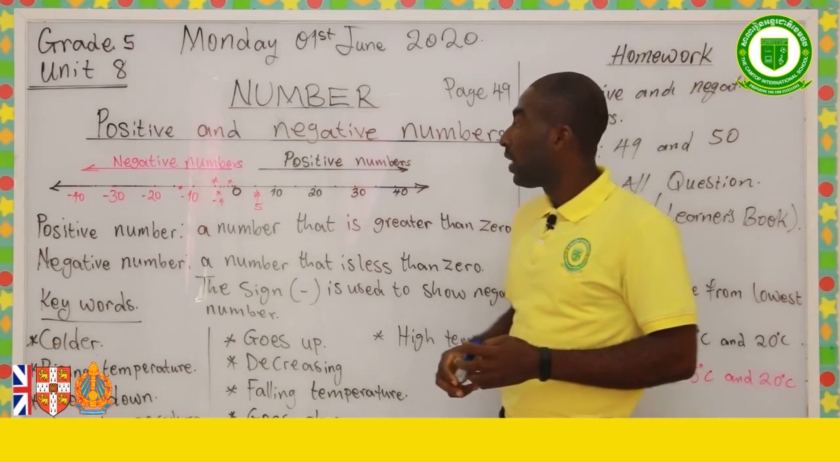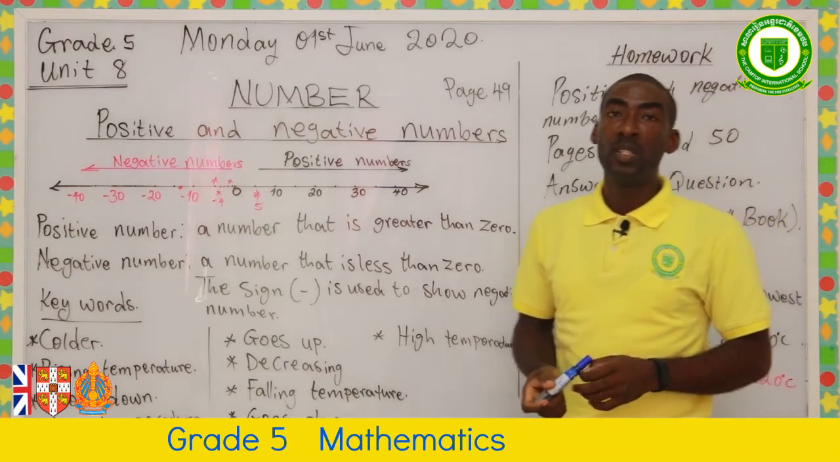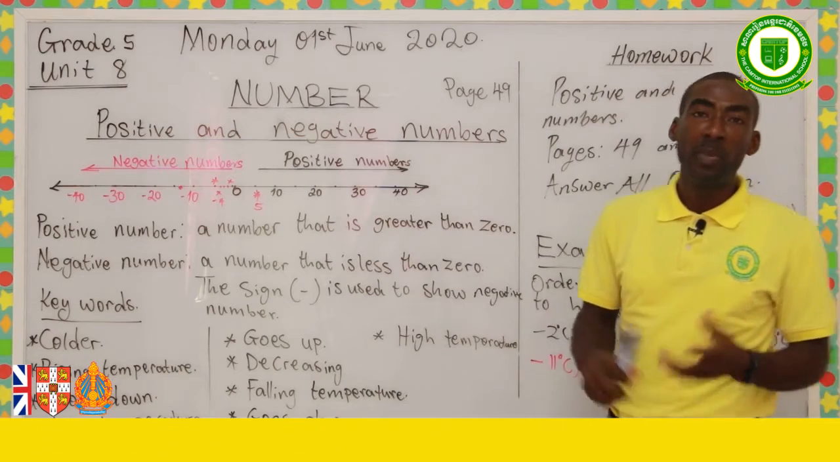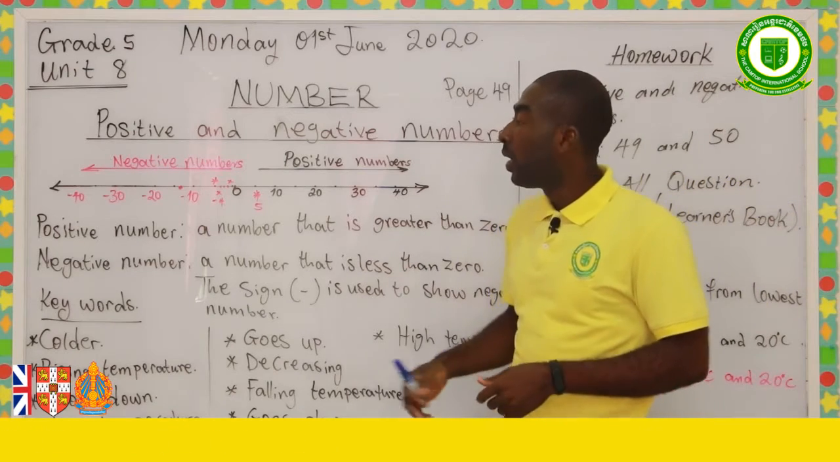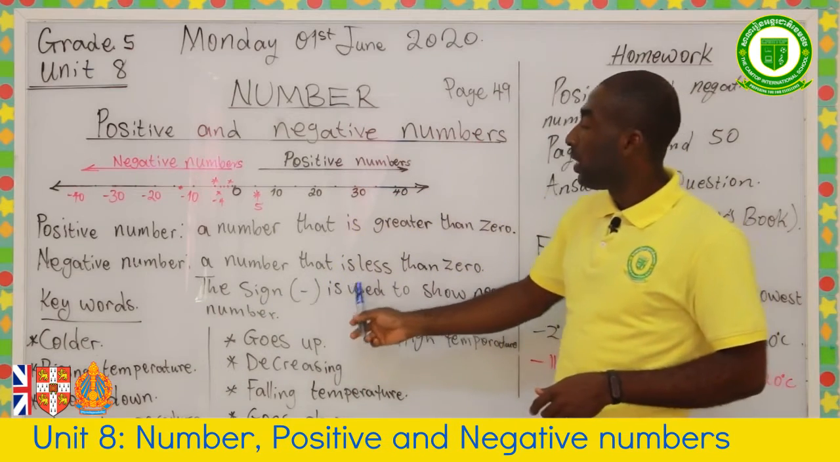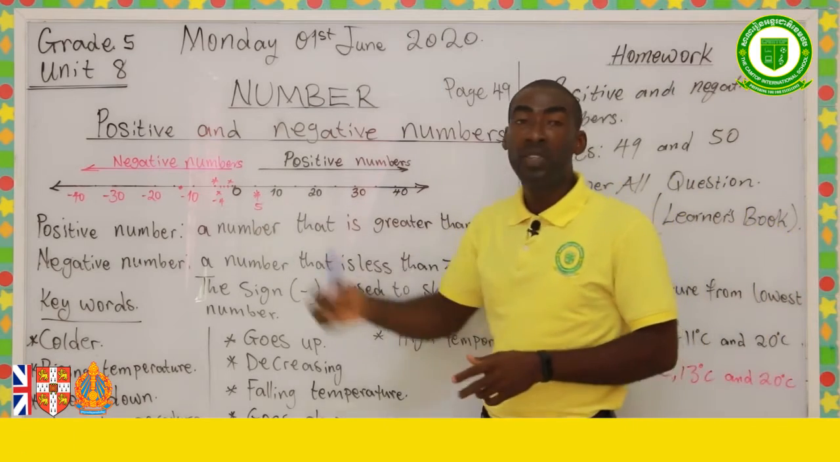Students, welcome to our third video on our lesson, positive and negative numbers. We have looked at the meaning of a positive number, which is any number that is greater than 0. So any number that is greater than 0 is a positive number. And when you have a number that is less than 0 and has a minus sign, that shows that the number is a negative number.